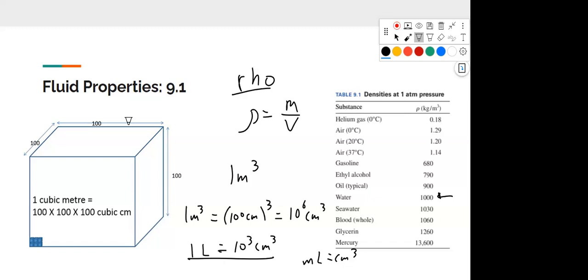And the most dense thing listed here that's a fluid, at least, is mercury. So mercury is by far one of the, if not the densest fluid, at least commonly available. Unfortunately, very toxic, or we would do lots of fun experiments with it in class.